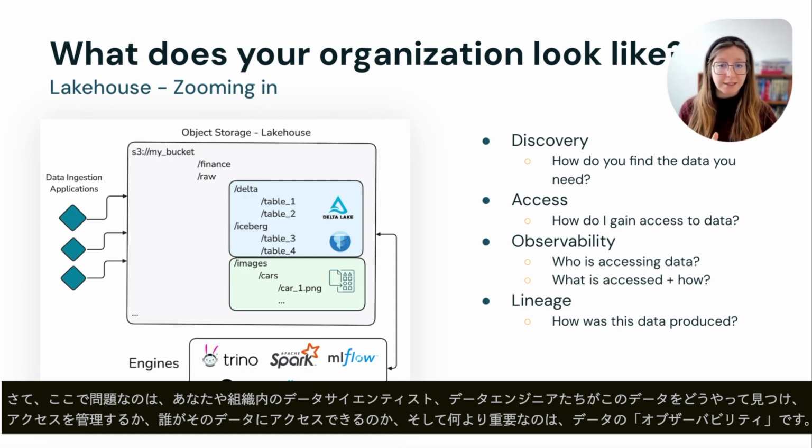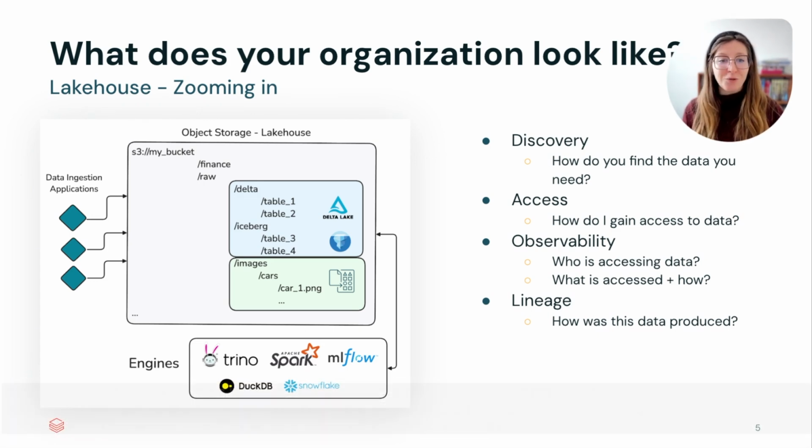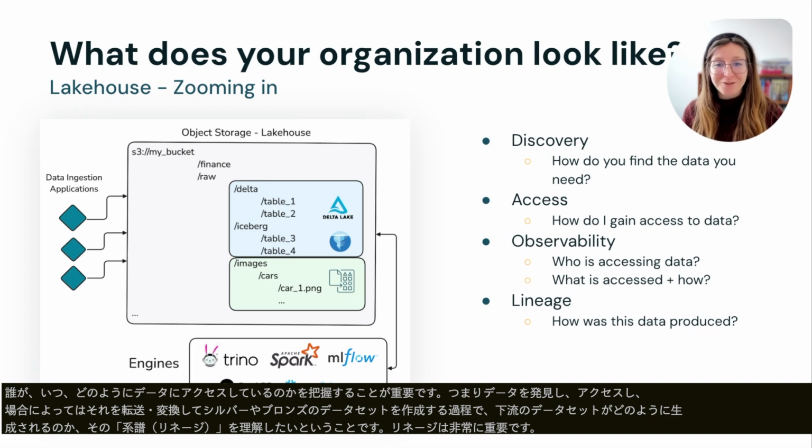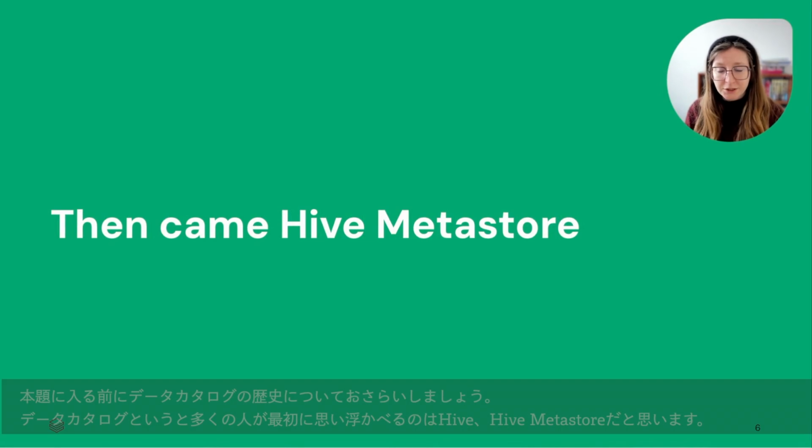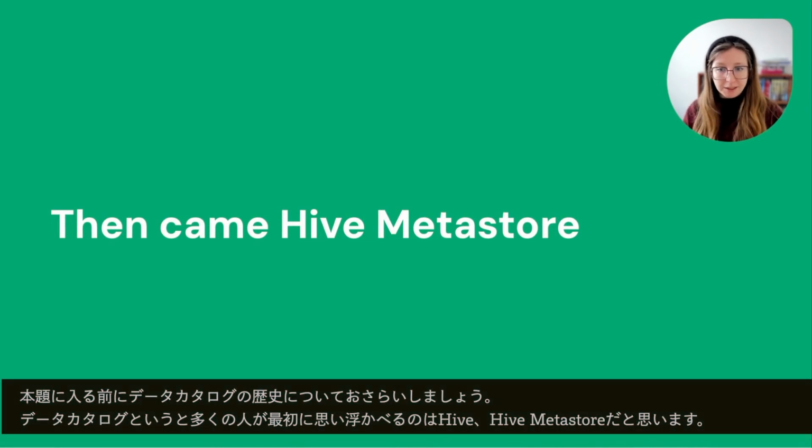Who has access to the data? But more importantly, the observability aspect: who is accessing it and when and how? And then with all of that put together, we're discovering data or accessing it. Maybe we're transforming it to build these silver and gold data sets. We want to understand the lineage of how a downstream data set is produced. So lineage is pretty important. So there's a lot of moving pieces here.